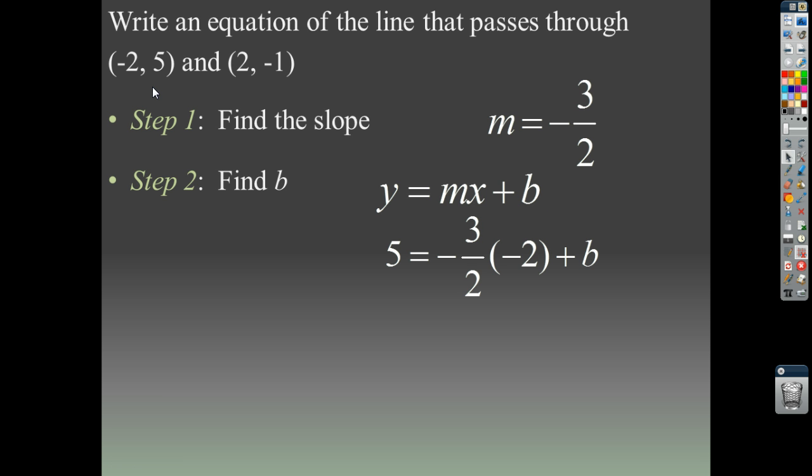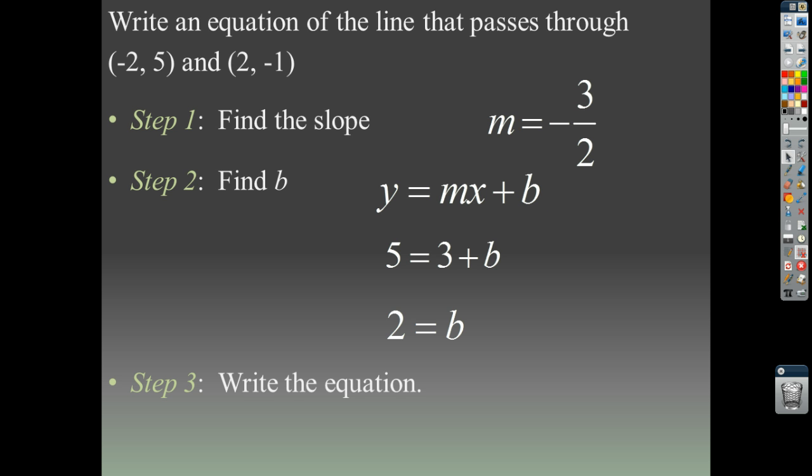So let's plug it in. Let's be smart about this. Since this is a -3/2, it might be nicer to work with the -2 so that I get a positive value. -3/2 times -2 is going to be +3. Then we're going to subtract 3 from both sides. I get b is equal to 2. That's my y-intercept. Now I can plug into my equation: y equals -3/2x plus 2.